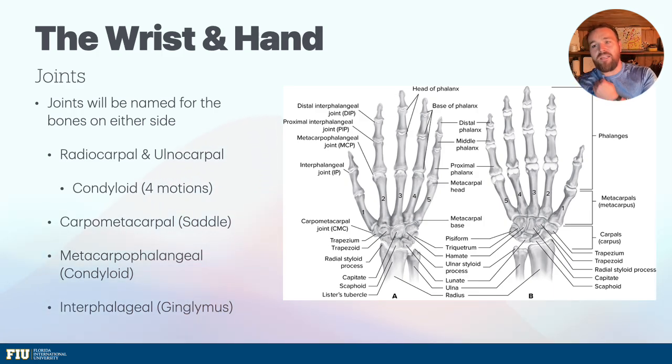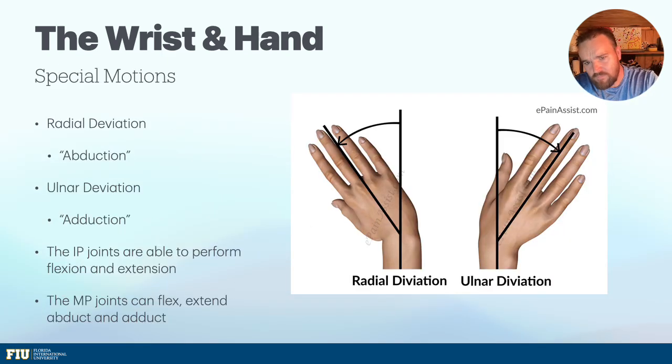So like I said, we're not going to get too much into each one of these joints in this particular class. We want to talk more about the movement of the hand and wrist as a whole. But just know that there are all these different joints that come into play here.